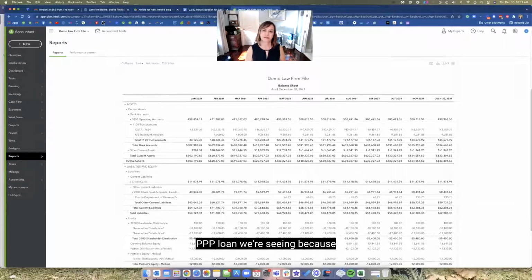Any loans. PPP loan we're seeing because they've all been forgiven. Find out if it's been forgiven. Mortgages. If there's a mortgage on the books, take a look. If you're not working with lawyers and you're working with somebody else, you might see mortgages. Make sure the balance is accurate.